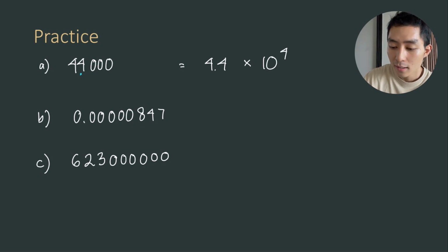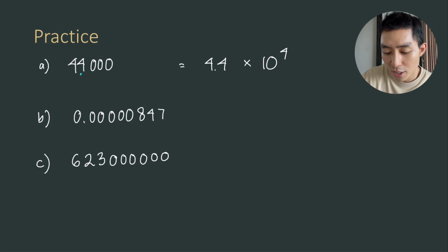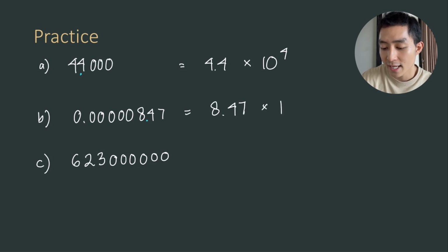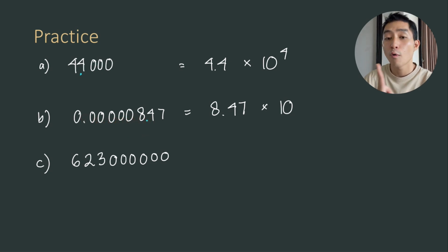For the second one, the first digit between 1 and 10 is 8. So let's put a dot after 8, and we write it as 8.47. Now we look at how many tens it moves to the left. We see how many digits it takes to get back from the blue dot to the white one: 1, 2, 3, 4, 5, 6. It moves to the left 6 times. Because it is to the left, we put minus 6.